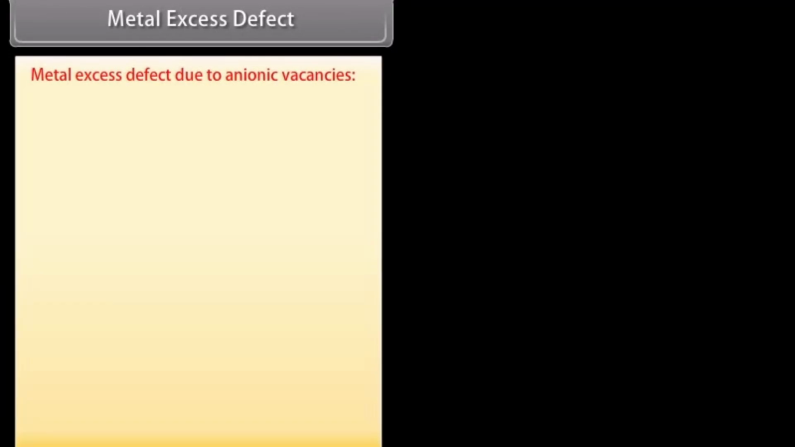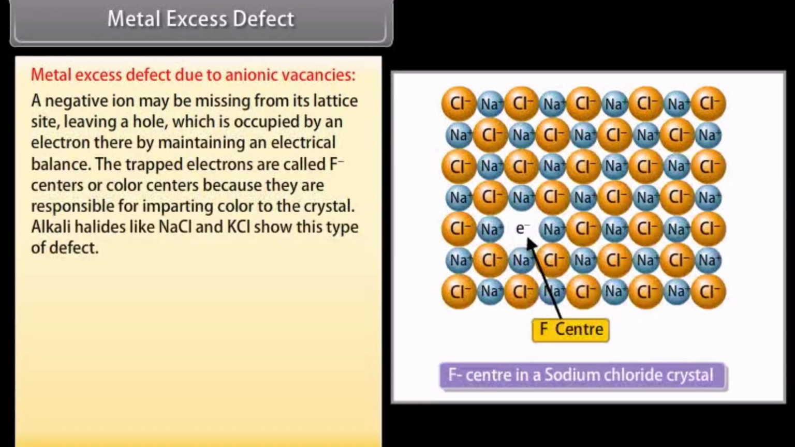Metal excess defect due to anionic vacancies. A negative ion may be missing from its lattice site, leaving a hole which is occupied by an electron, thereby maintaining an electrical balance. The trapped electrons are called F centers or color centers because they are responsible for imparting color to the crystal. Alkali halides like NaCl and KCl show this type of defect.